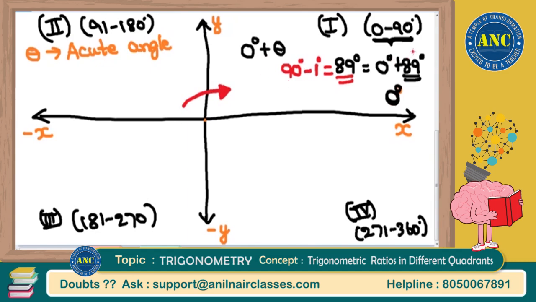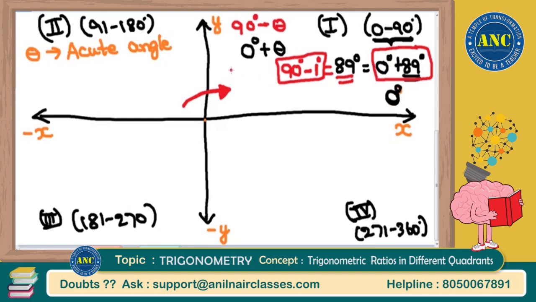That means the first quadrant can be written as 0 plus theta, or it can also be written as 90 minus theta. I believe that you are very clear with the concept. 0 plus theta is the first quadrant. 90 minus theta is also the first quadrant.